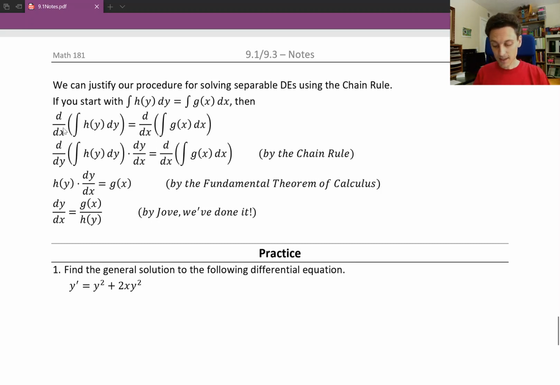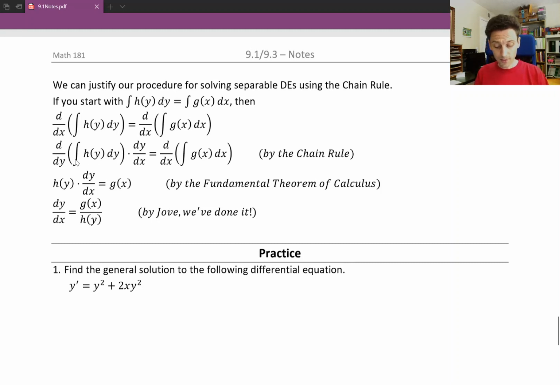The chain rule says that instead of taking the derivative of this with respect to x directly, we can take the derivative of this integral with respect to y and then multiply it by the derivative of y with respect to x. So we can break up this derivative with respect to x into two parts: the derivative of our original thing with respect to y, and then times the derivative of y with respect to x. So that's using the chain rule.